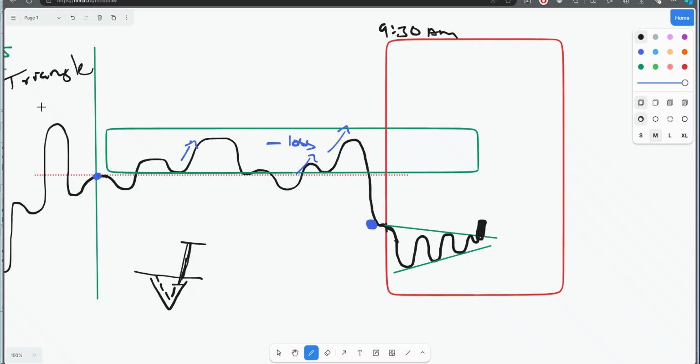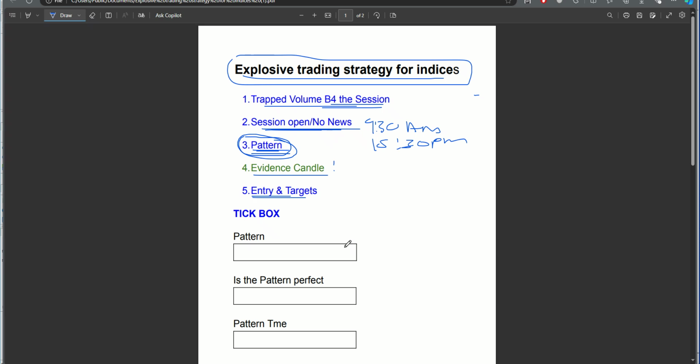So here's another important thing that I want you not to miss, and I'm going to try to explain this as simply as I can. You see these guys over here are trapped, and now we have an evidence candle. What did our criteria say? Once we get a pattern, we want to see what? An evidence candle, a big candle that breaks out. Now we got the evidence candle. What is our next step? It's to enter.